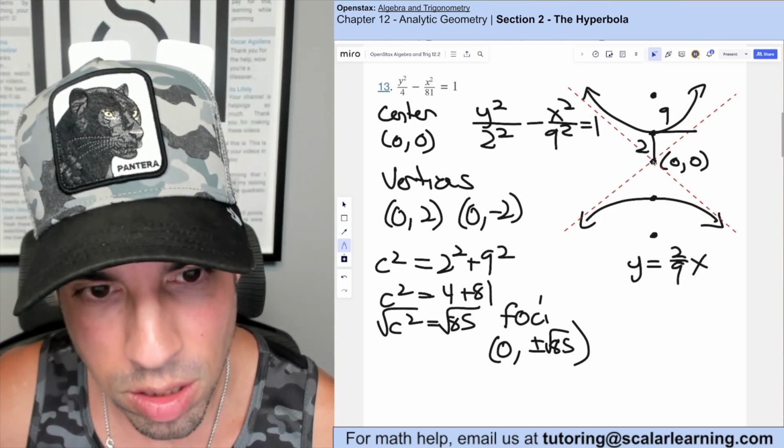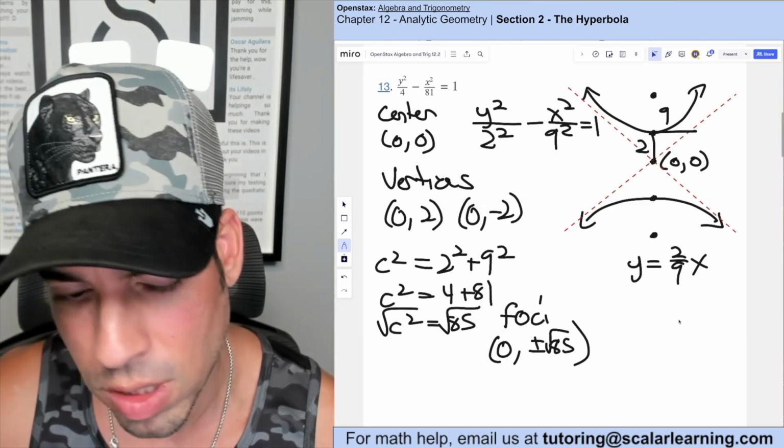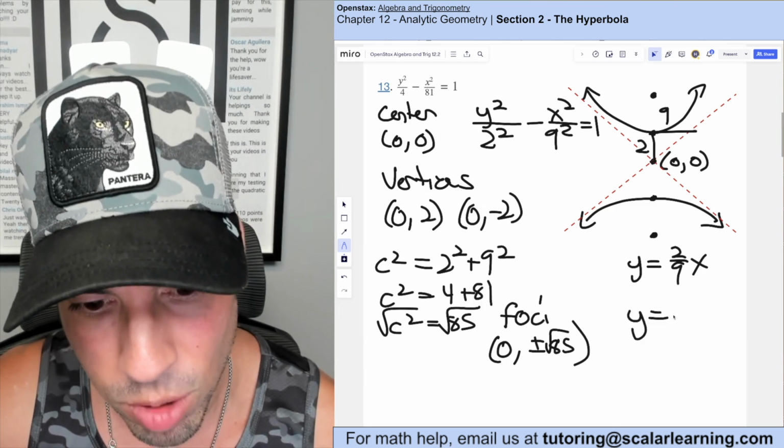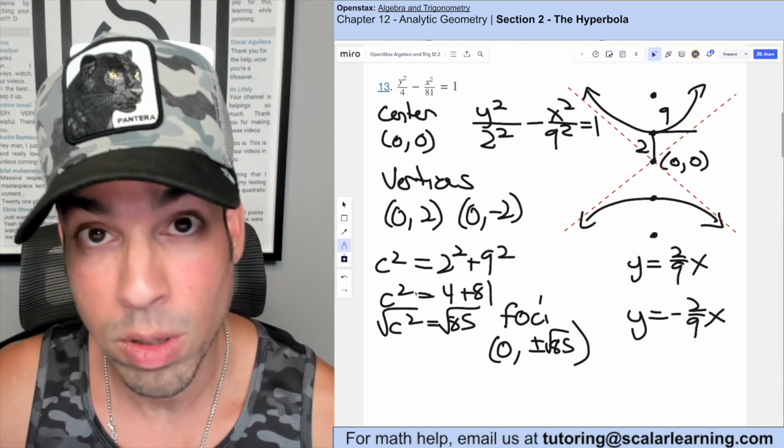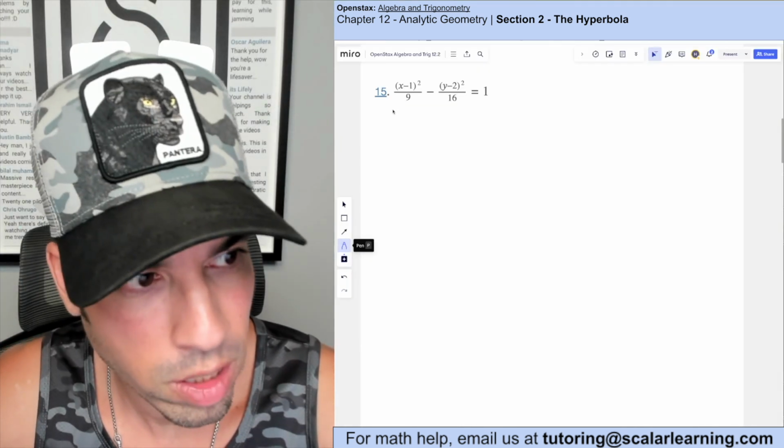And again, because it has a y-intercept of 0, 0, I don't need anything else. The second one is that, but just negated, right? The opposite slope, negative 2/9 x. That's how you do it. Done. So for this one, let's first get our center here.